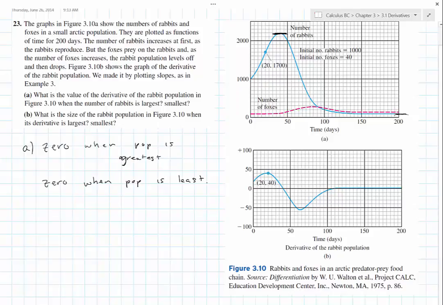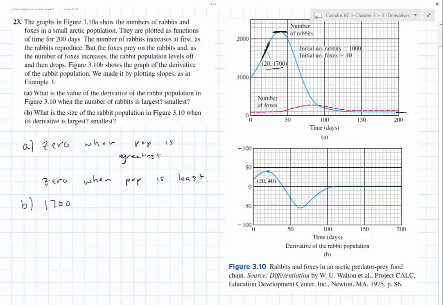Question B, what is the size of the population in 3.1 when the derivative is largest? Well, the derivative is going to be largest when the function is at its most positive and most steep. And that looks to be about there, and they've conveniently given us that value. Its population on day 20 is 1,700. And we'll say there that the derivative is largest.